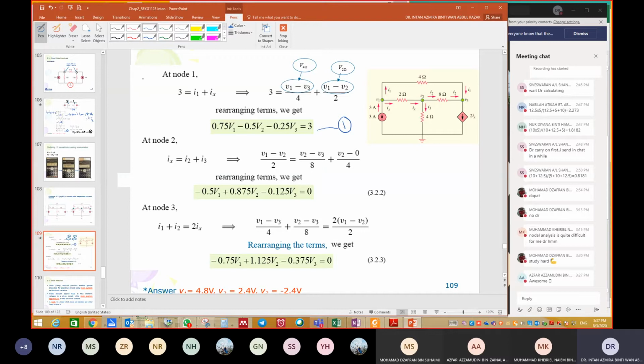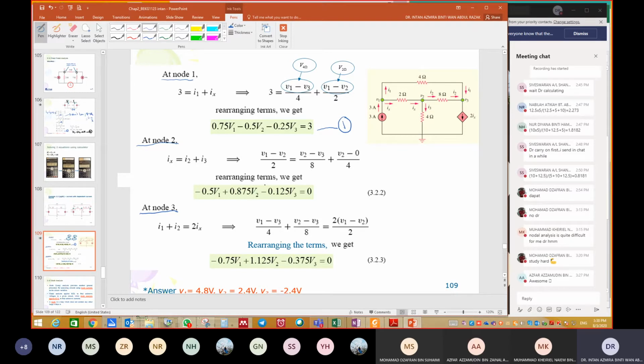Add node 2. This is add node 1, this is add node 2, this is add node 3. At node 2, IX is equal to V1 minus V2 divided by 2, equal to I2 plus I3. I2 is equal to V2 minus V3 divided by 8, because I2 flows from V2 to V3. So V2 minus V3 divided by 8 plus I3. I3 is equal to V2 minus 0, or just V2 divided by 4.